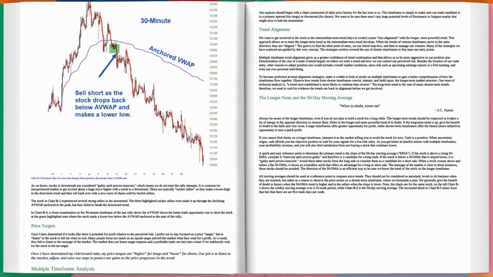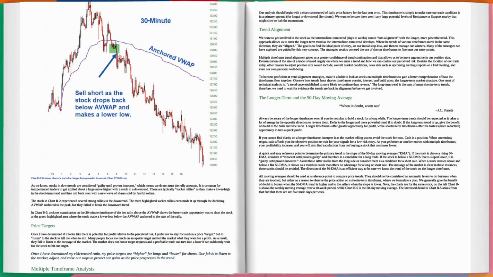Our analysis should begin with a chart constructed of daily price history for the last year or so. This time frame is simply to make sure our trade candidate is in a primary uptrend for longs or downtrend for shorts. We want to be sure there aren't any large potential levels of resistance or support nearby that might slow or halt the momentum.